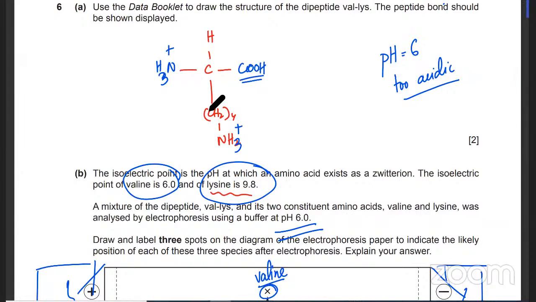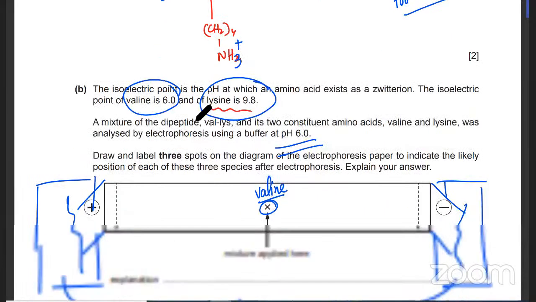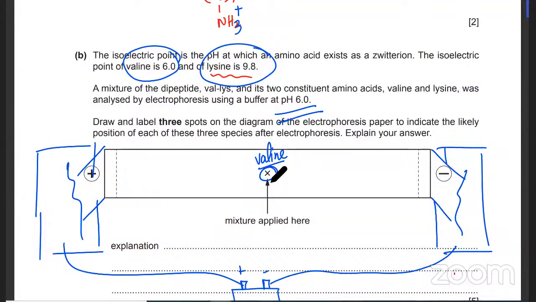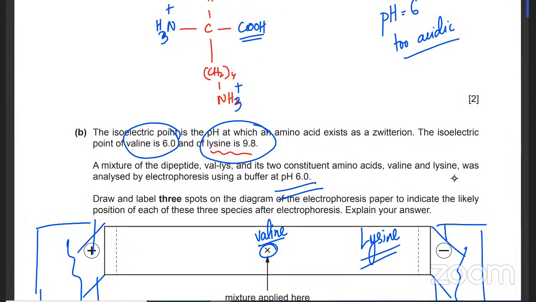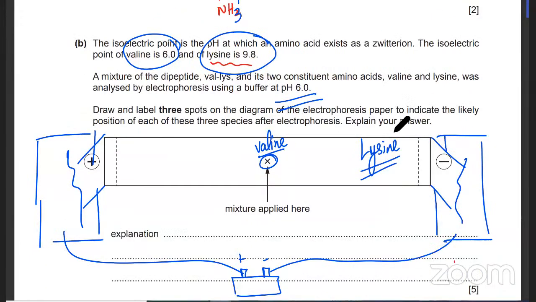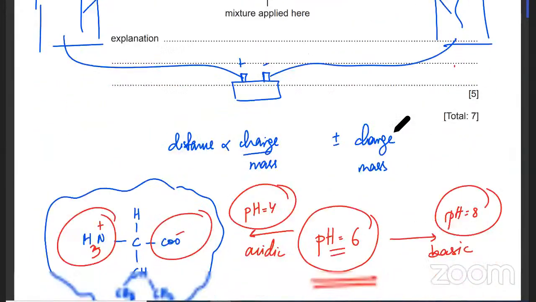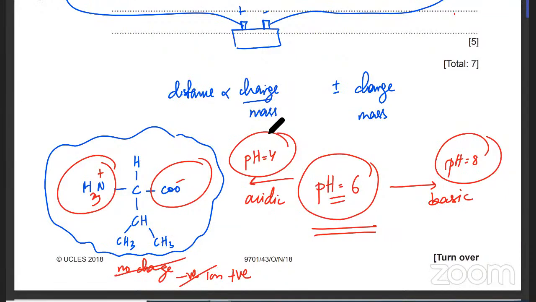So if it is too acidic, the basic parts will react, both of them. So lysine will have a positive charge. It will have a +2 charge. If lysine has a +2 charge, where will it get attracted to? It's going to get attracted to the negative side, right? Sir, because of the +2 charge, it will be further toward the negative side, and the distance will also be greater, right? Distance is proportional to charge over mass. So the charge is greater, +2. If you have a greater charge, it's going to cover a longer distance.